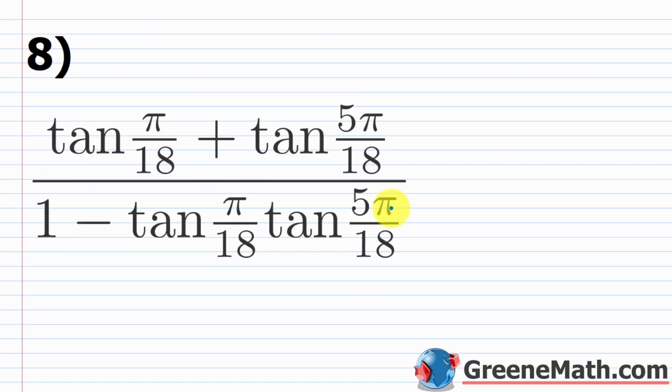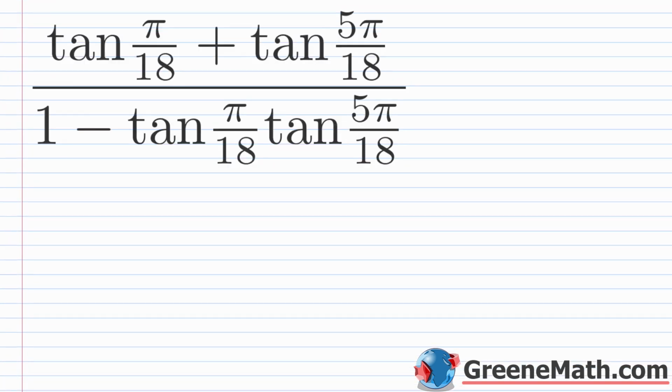Okay, let's take a look at problem number 8. So here we have the tangent of pi over 18 plus the tangent of 5 pi over 18, over 1 minus the tangent of pi over 18 times the tangent of 5 pi over 18. Okay, coming down here, this is just me going again in reverse. So you have a plus here and a minus here. So that tells me I want tangent of this first guy, which is pi over 18, and then plus. So this sign matches this sign. You have this other angle here, which is 5 pi over 18.